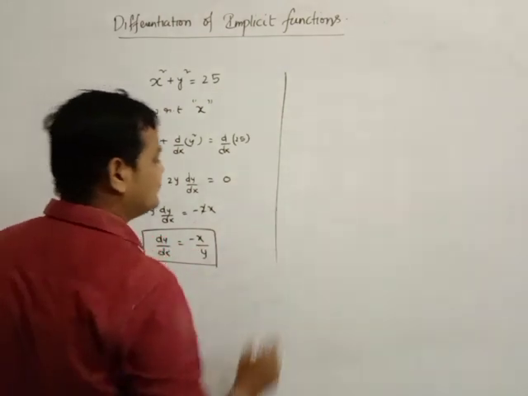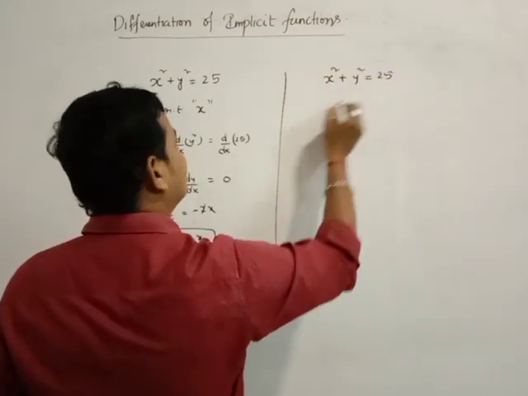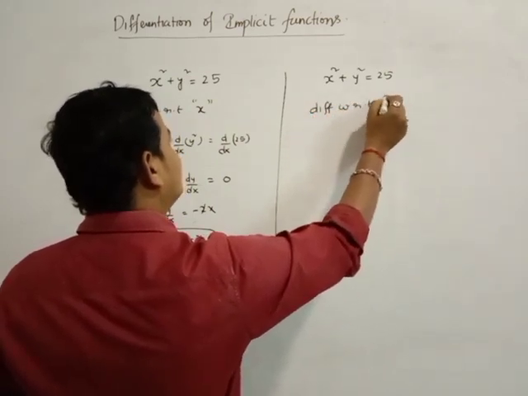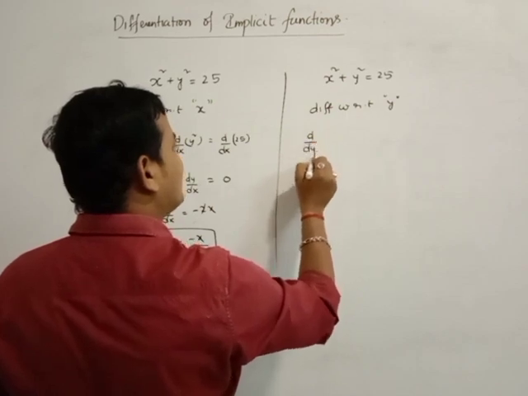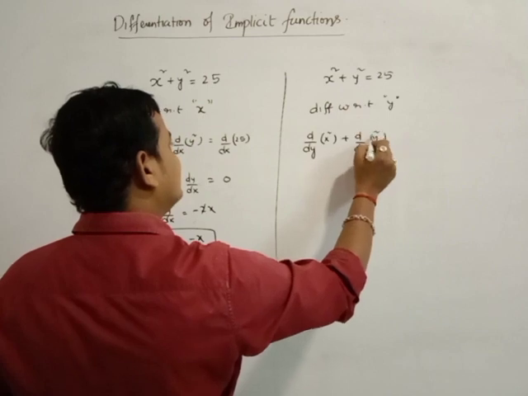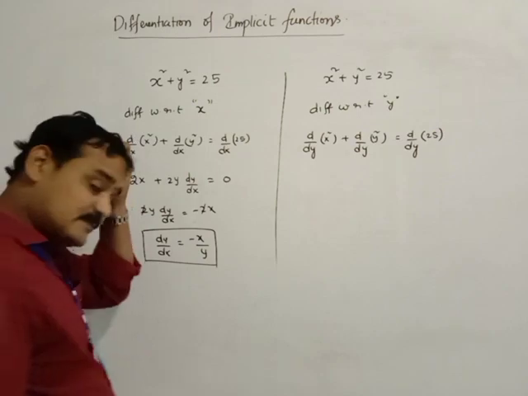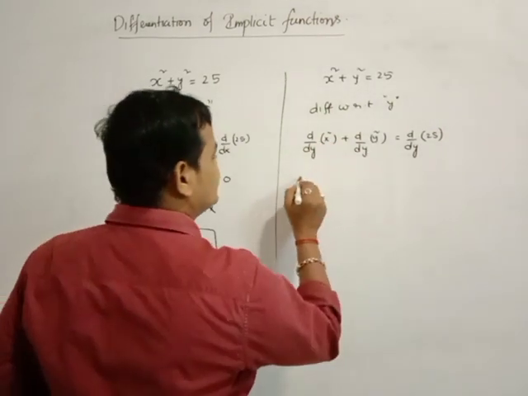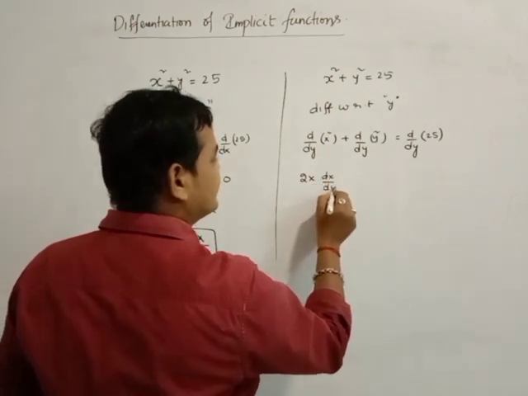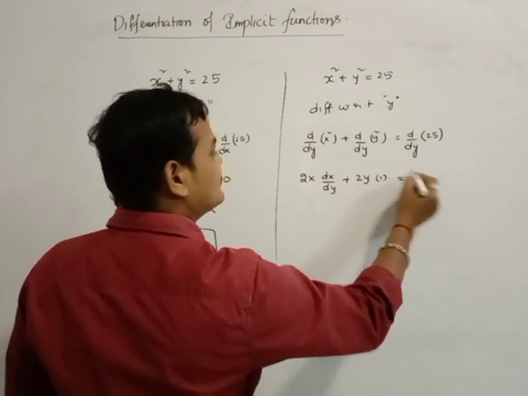Now I am going to differentiate with respect to y. x square plus y square is equal to 25. Here we differentiate with respect to y. What do we get? d by dy of x square plus d by dy of y square is equal to d by dy of 25. Because I am differentiating with respect to y, x square gives 2x, and with respect to x it is dx by dy. y square gives 2y into d by dy of y, which is 1, is equal to 0.